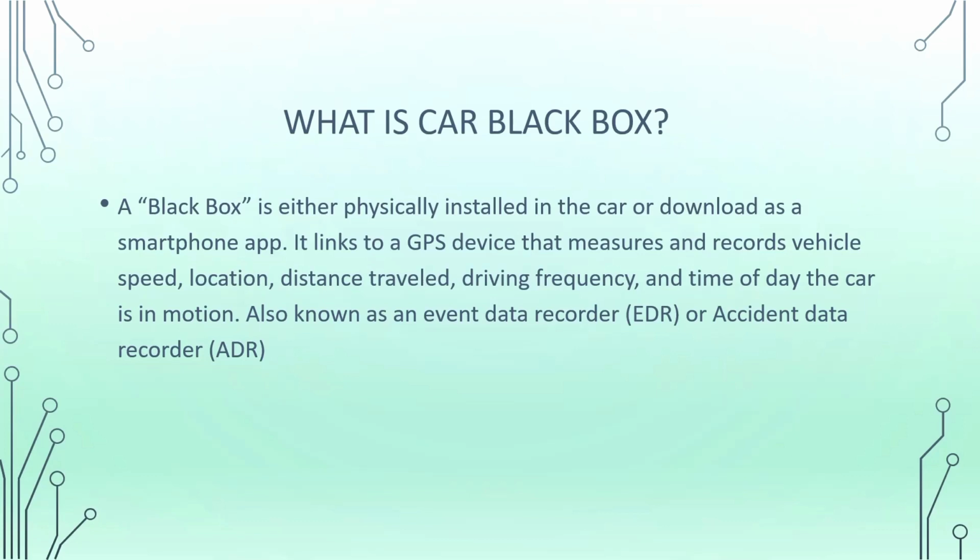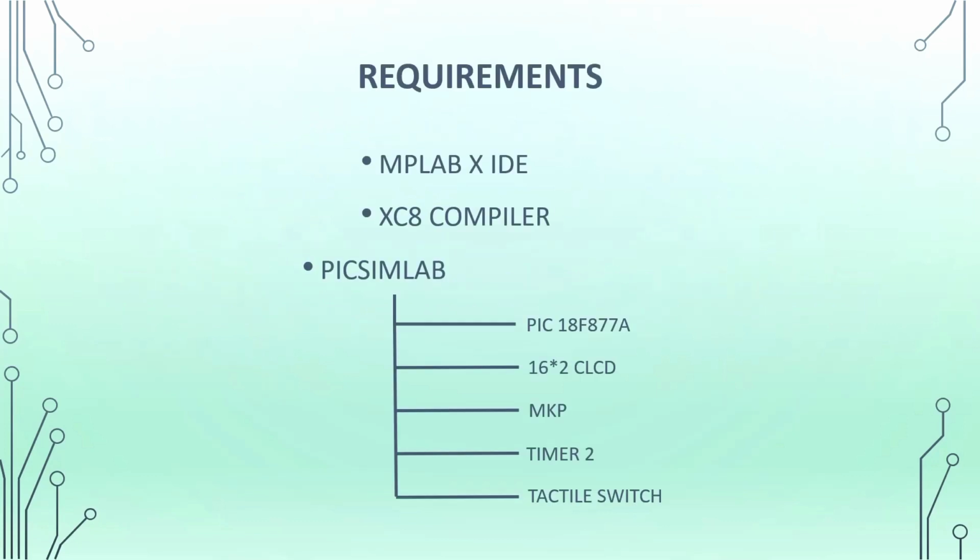So what is car black box? It gives the record of speed of car, location, distance traveled, driving frequency. Other driving performance factors that can be measured include how hard the driver applied the brakes, how rapidly the car accelerates, and how sharply the driver may take a corner. Requirements: MPLAB X IDE, XC8 compiler, PICSimLab, PIC 18F877A, 16x2 CLCD, matrix keypad, Timer 2, tactile switch.